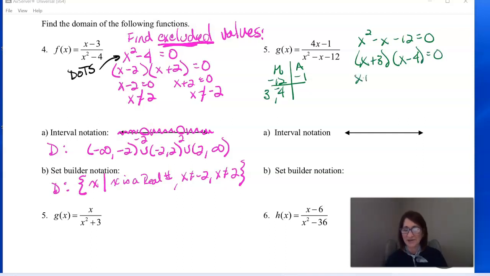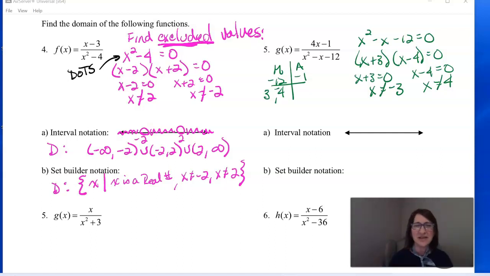So then I set each of those factors equal to 0 and solve. So I get x is equal to -3, x is equal to 4. Those are my excluded values. Here's what we're not doing at this point. We are not finding x-intercepts. We are just focusing on the domain for these rational functions. So the domain again is the x values that are allowed to be used as inputs to this function.